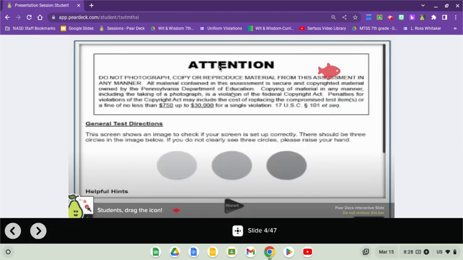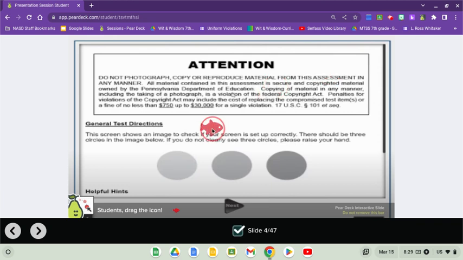So, we also have a little attention here, right? The reason adults go so crazy about you not having your phones or your Apple Watch or your Samsung or whatever is because this can happen. A $30,000 fine or $750. And what happens if you don't pay the fine? Oh boy, you can guess.